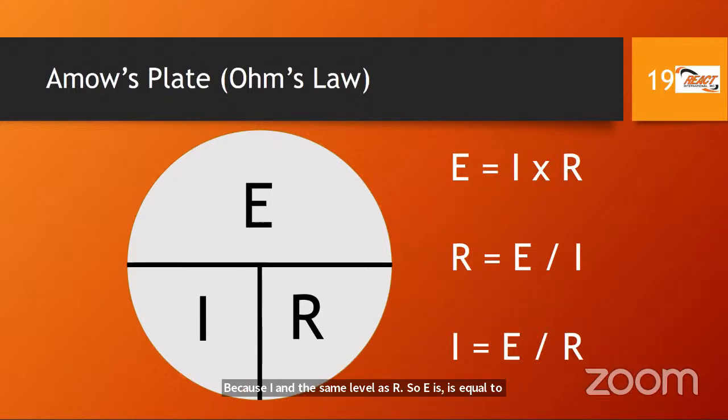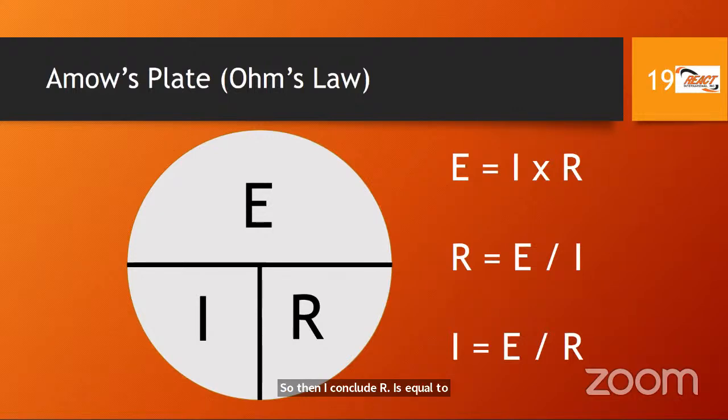But what if I wanted to find out what I is? I is equal to the other two terms, E and then R. But notice that E is over R, so we conclude that I is equal to E divided by I... I mean E divided by R. In the same way, if I wanted to find R, and I don't know what R is, I draw the plate and I see there's E on top and I below. So I conclude R is equal to E divided by I.